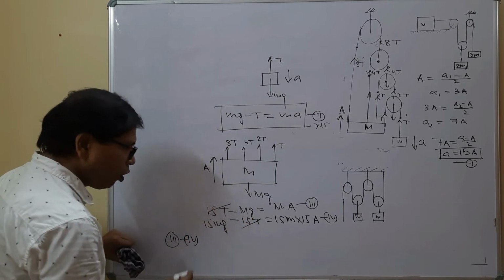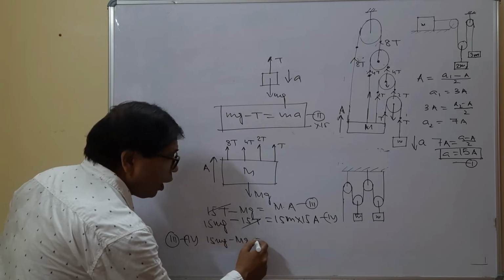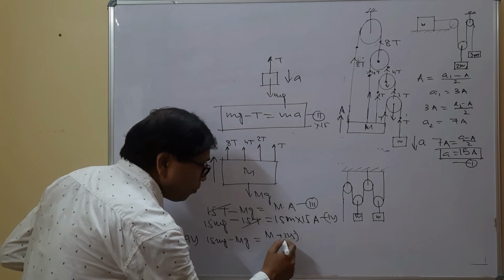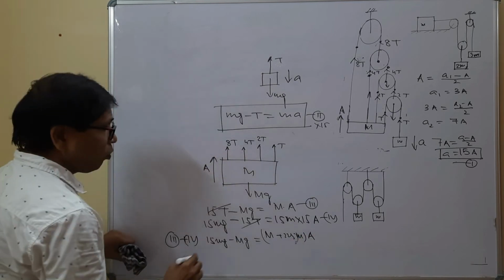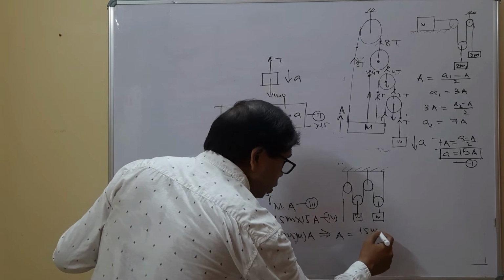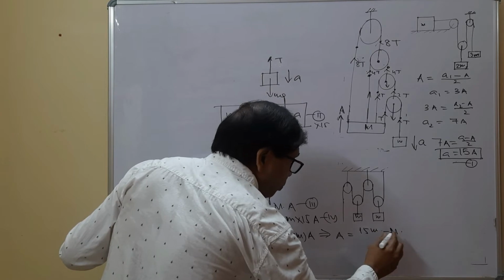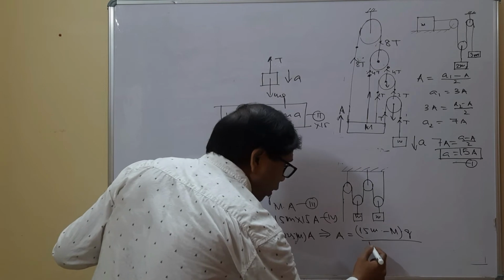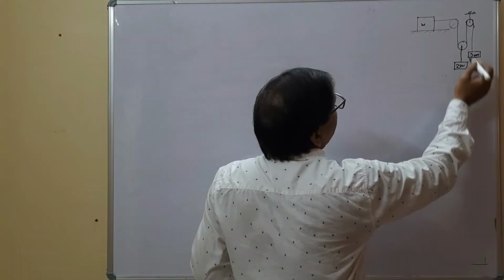This and this cancel out. So this is 15mg minus capital Mg, and this equals, look at this, this is M plus 15m into a. Okay, now from this relation we can get a equal to 15m minus capital M into g divided by capital M plus 15m. Okay, understood?